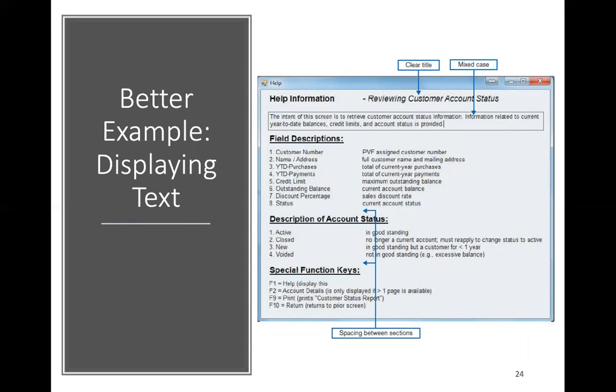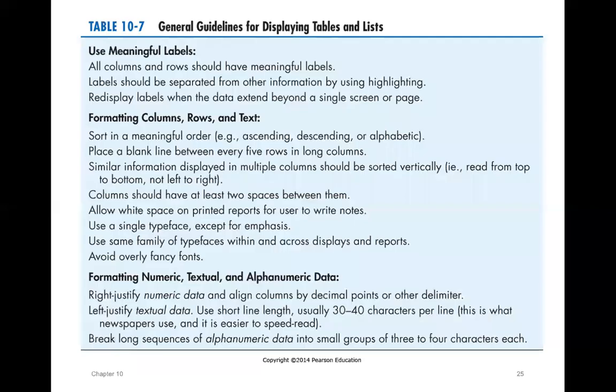So that's for text. What about guidelines for displaying tables and lists? Okay, so we have similar recommendations as well, similar guidelines. So again, make sure your labels make sense. They have a meaning, they have value. So use meaningful labels, okay? Separate your labels from other information by using highlighting, okay? Format your columns, your rows, and your text.